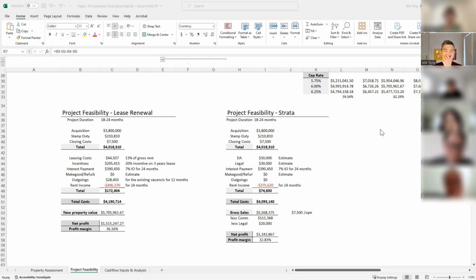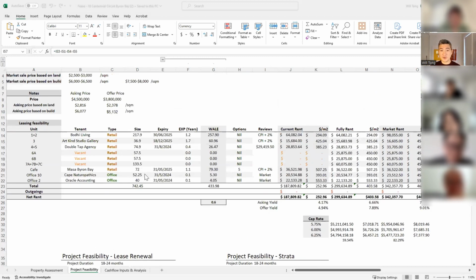Now, since the client bought this, he's actually decided he's going to sell 2/3 and keep 1/3 of it. So he's probably going to keep the cafe and a couple of the other ones. So he'll end up again being able to cash out and then have 3 of these units to himself, unencumbered.